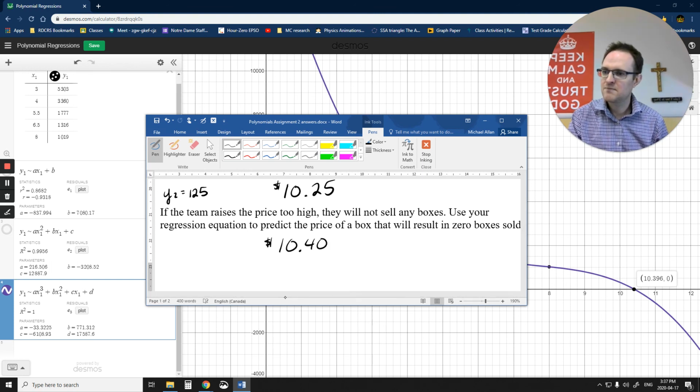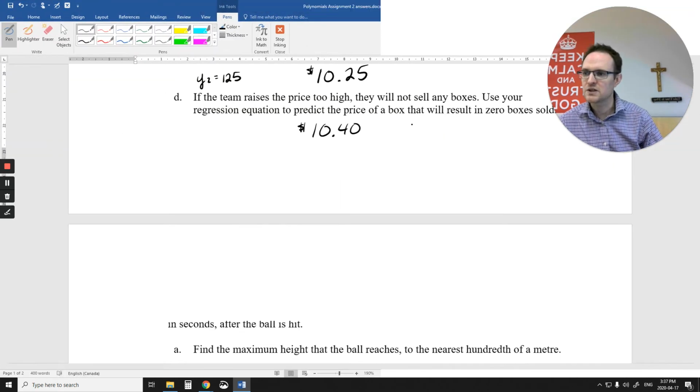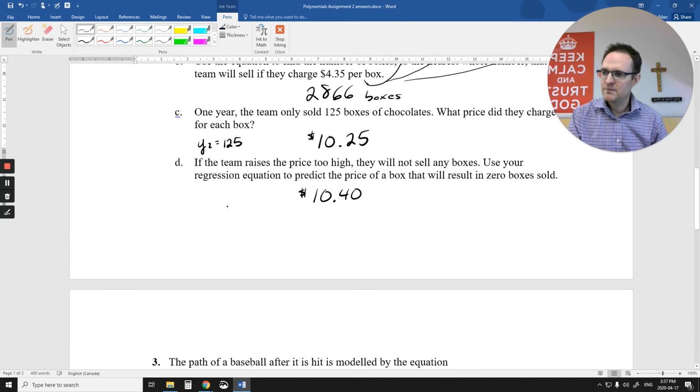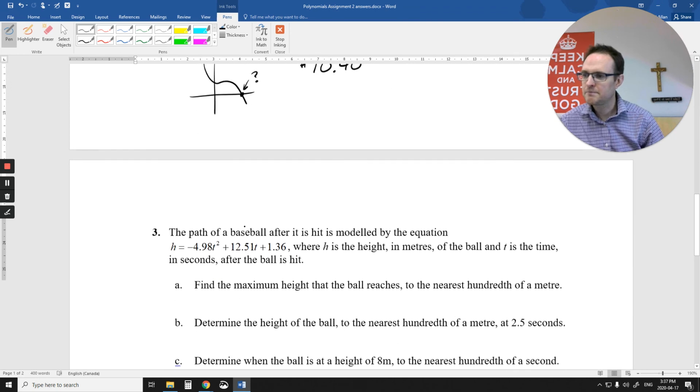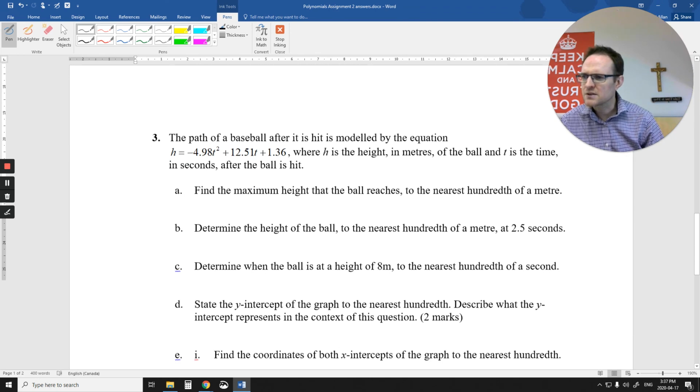$10.40 results in 0 boxes sold. There you go, so just using the regression equation. If I were to sketch that out, it's right here that we're looking for. Where does it cross the x-axis? $0 sold, or 0 boxes sold.